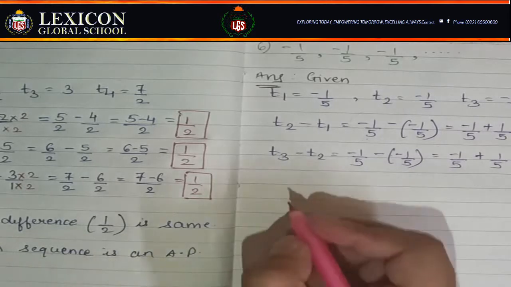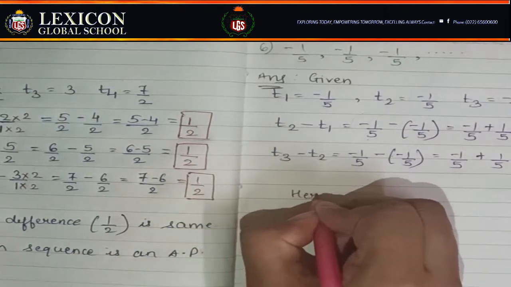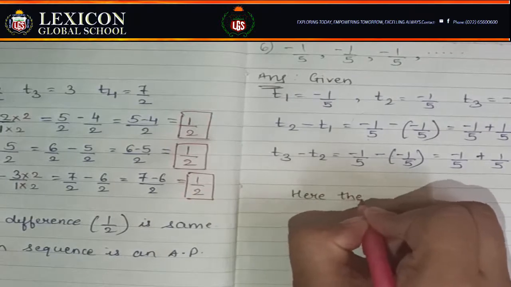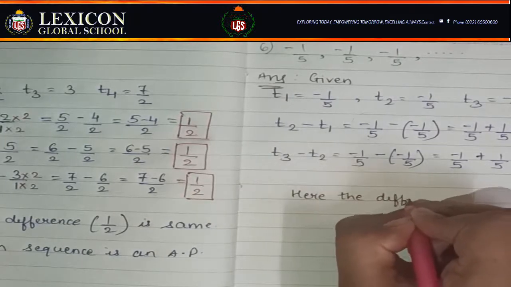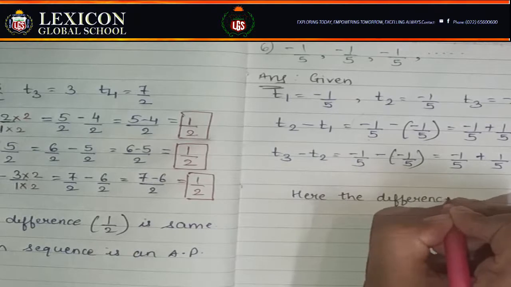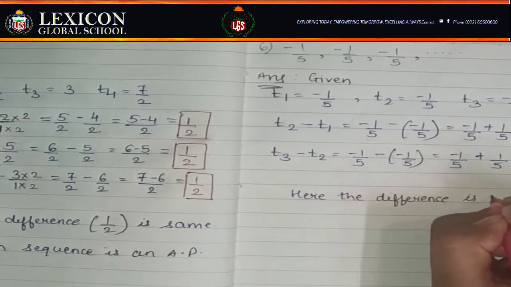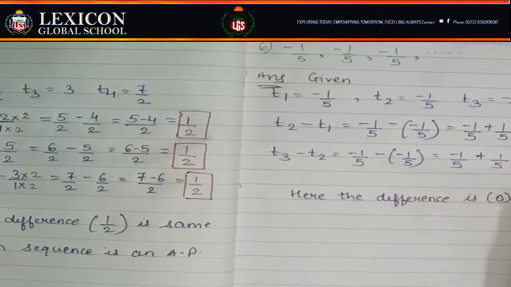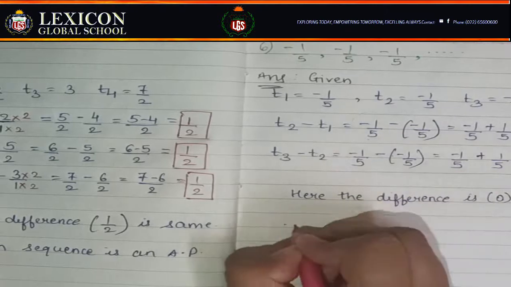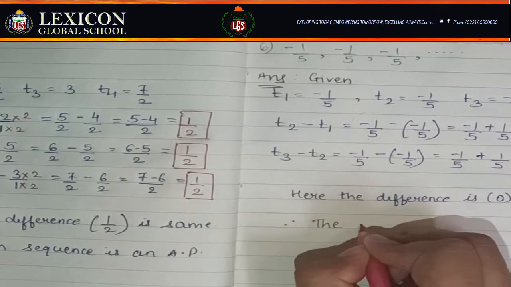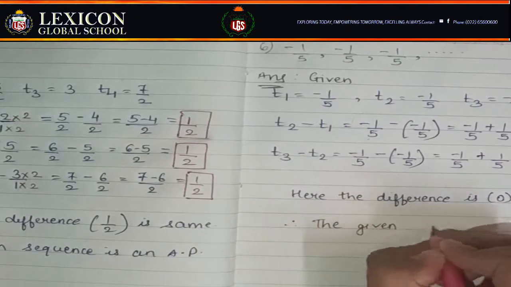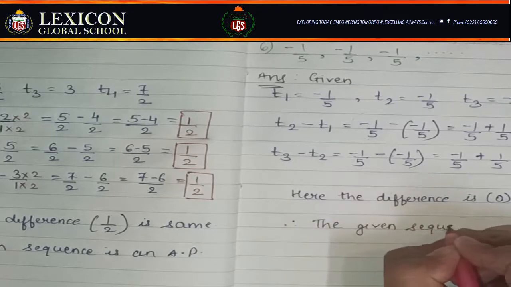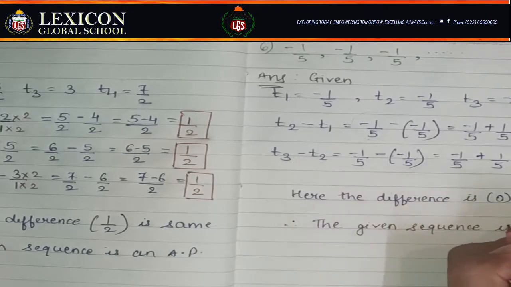So what can I say? Here the difference is 0 and it is the same. Therefore, the given sequence is an AP.